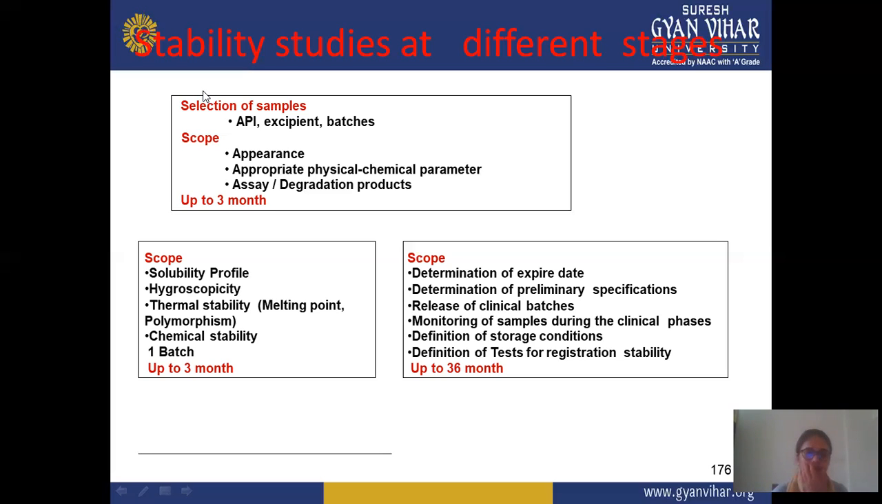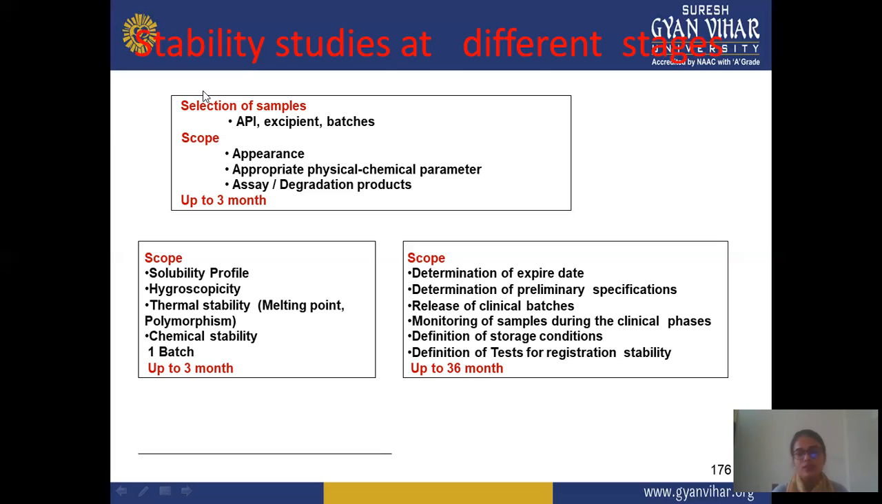Means you are testing the solubility profile, hygroscopicity, thermal stability, melting point and polymorphism, and maybe certain chemical changes you see. And for this condition, you will perform a one batch stability study for up to 3 months or a particular time period. And next is to perform a stability study for at least 36 months, means up to 3 years.